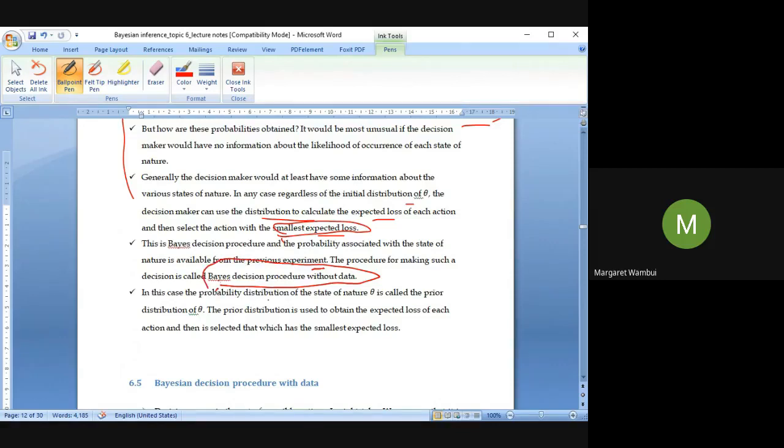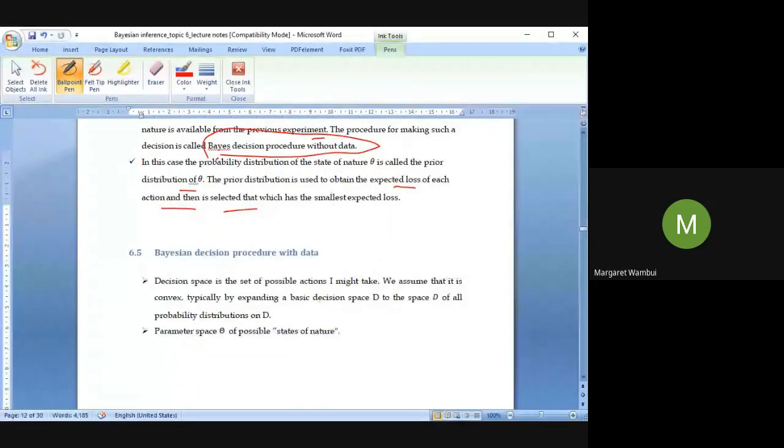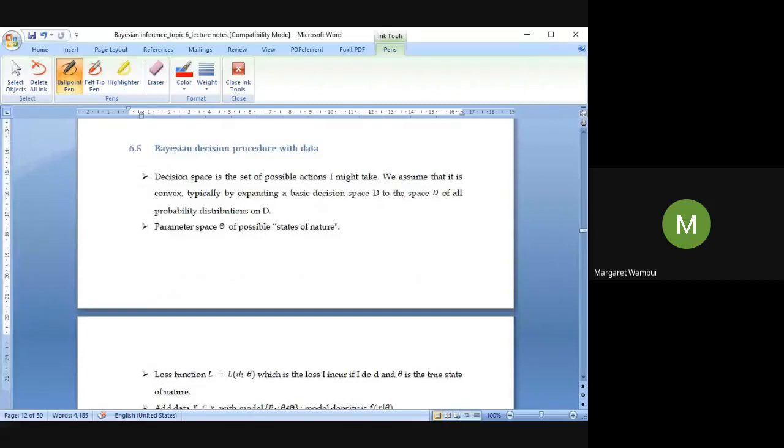In this case, the probability distribution of the state of nature, theta, is called the prior distribution of theta. The prior distribution is used to obtain the expected loss of each action, and then the action which has the smallest expected loss is selected. We will see an example. In fact, I'll use that question that we had up there with that loss table. We bring in the probabilities, then we look for the smallest expected loss among all the actions.